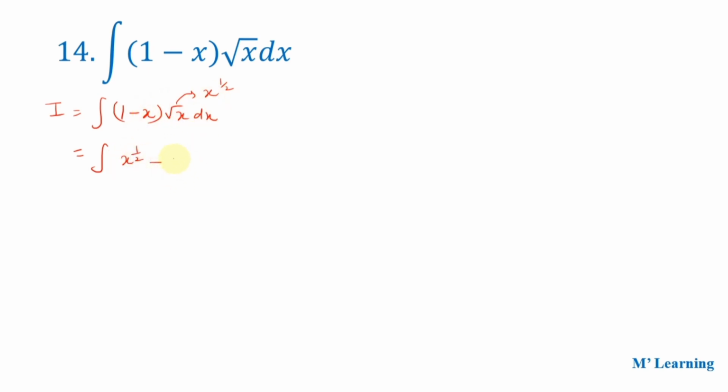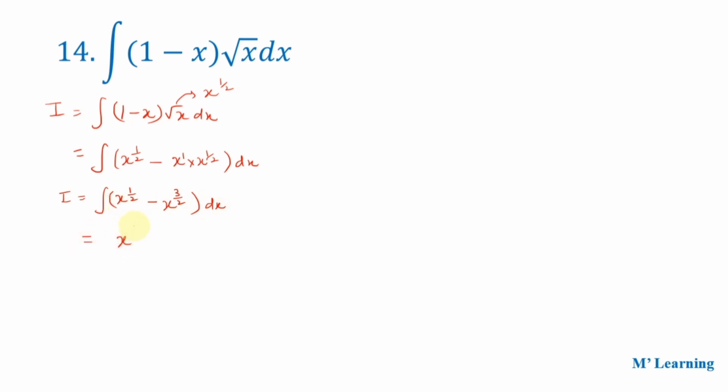जब बेसिस सेम होते हैं तो पावर्स ऐड हो जाती हैं. So it becomes, पहले ऐसे ही लिख लेते हैं एक बार, integration x into x to the power half dx. So x to the power half, the bases are same, so powers will be added. So 1 plus half will become 3 by 2. Now using the formula of x to the power n, we'll just integrate this.